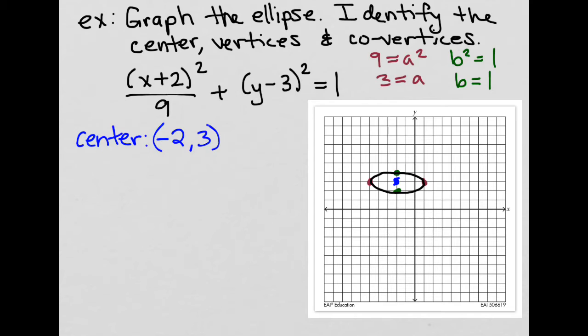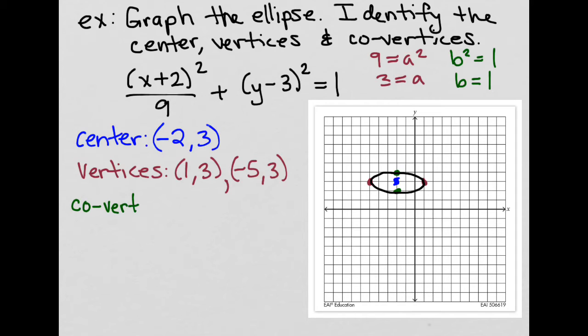Now our vertices are going to be the ones that are farthest away from the center, which in this case are the points on the left and the right. So this first point is 1, 3. And that second one, let's see, that's 1, 2, 3, 4, so -5 and 3. So there's our vertices. And for our co-vertices, those are the ones that aren't as far away from the center as the vertices. And in this case, they're just 1 away. So the coordinates are -2 and 2, and -2 and 4. Okay, so there's our graph of the ellipse, and here's the characteristics that we needed.